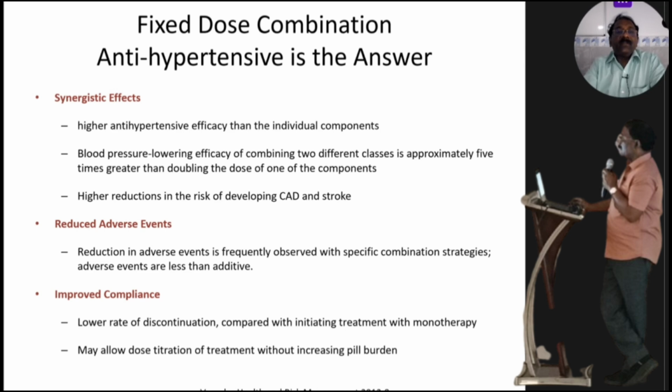Reduced adverse events, reduction in the adverse events frequently observed with the specific combination strategies. Adverse events are less than 82. Sometimes no synergetic effect. Suppose you are using the calcium channel blocker plus beta blocker. Calcium channel blockers will cause tachycardia and beta blockers will cause bradycardia. So the pulse rate will be normal.